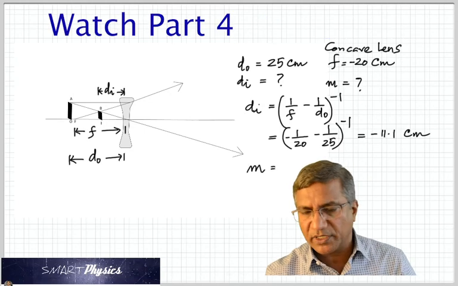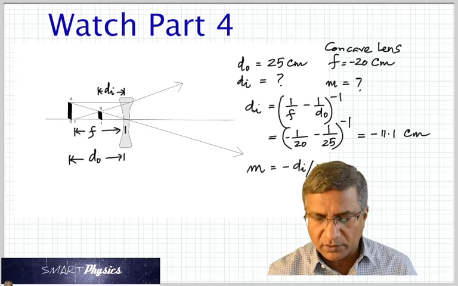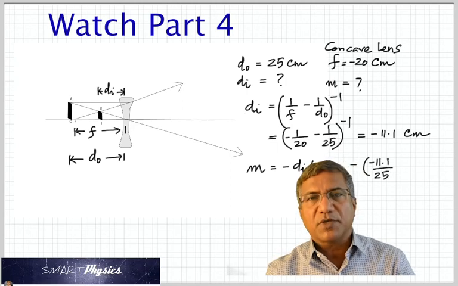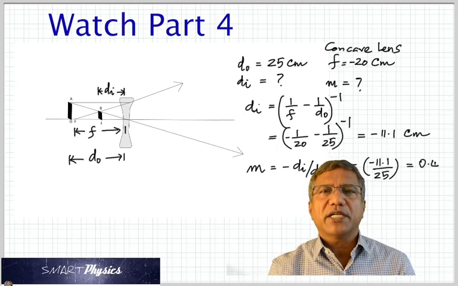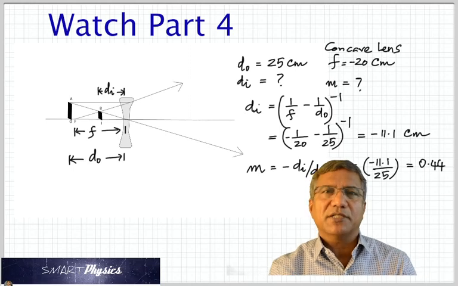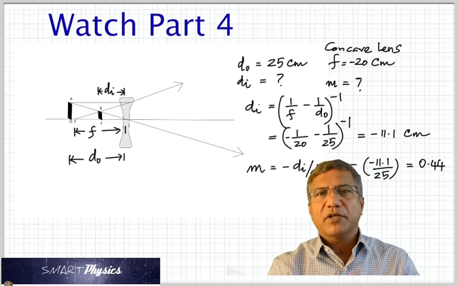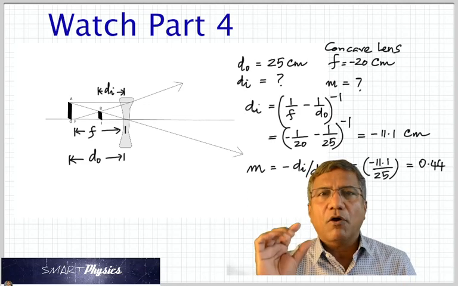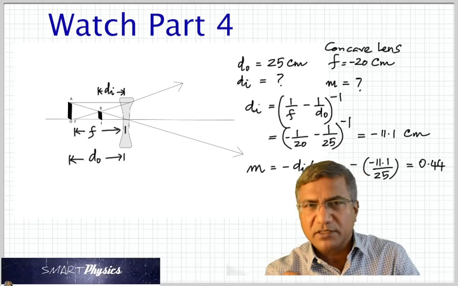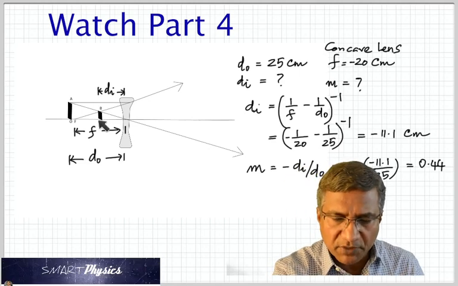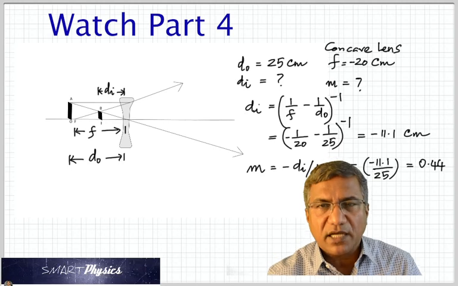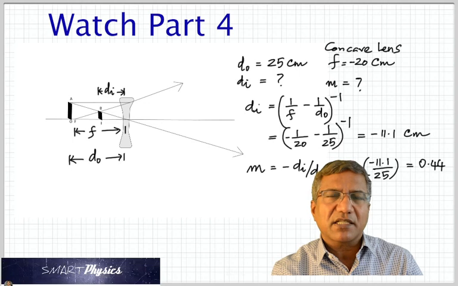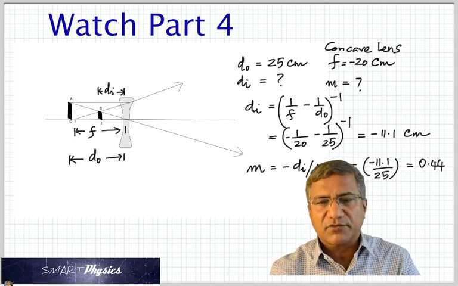DI is what we're getting. You get negative 11.1. Then magnification is negative DI by DO. Two negatives make a positive. We know we're going to get a positive because it's a virtual image. Magnification positive means it's a virtual image. So you get 0.44, also showing that the magnification is less than 1. That means the image height is less than the height of the object. Do also remember that magnification is basically height of the image by height of the object.